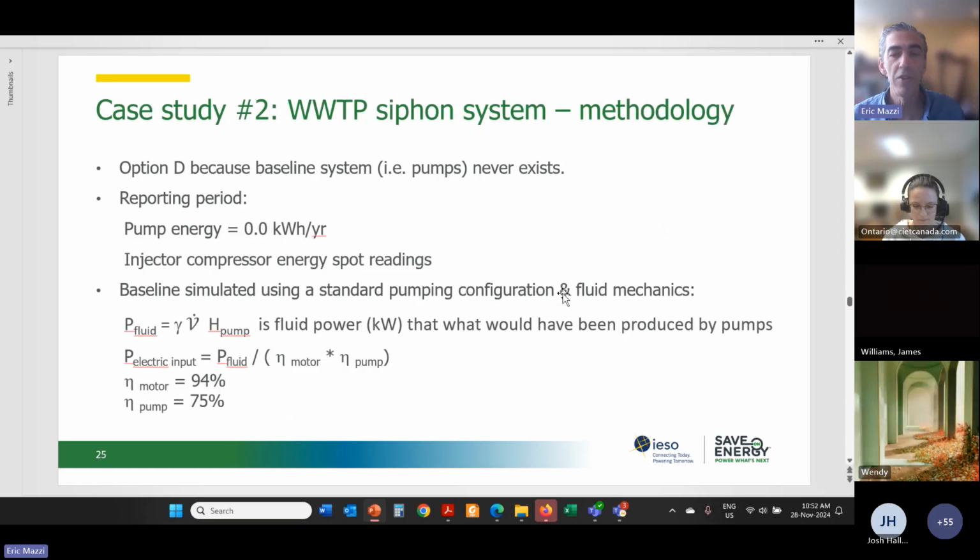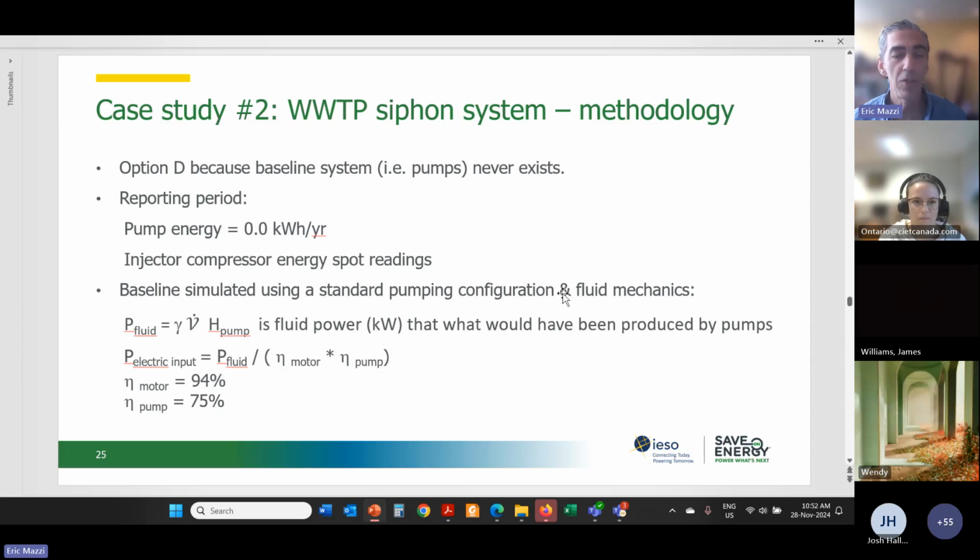And so it was option D because the pumps never existed. They didn't do the plant expansion, install pumps, measure it, and then move equipment around to eliminate the pumps, right? That's crazy. So the pump energy for the reporting period was 0. It was unmetered because they didn't exist.